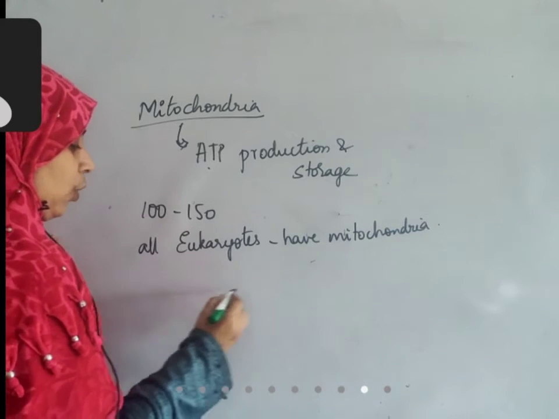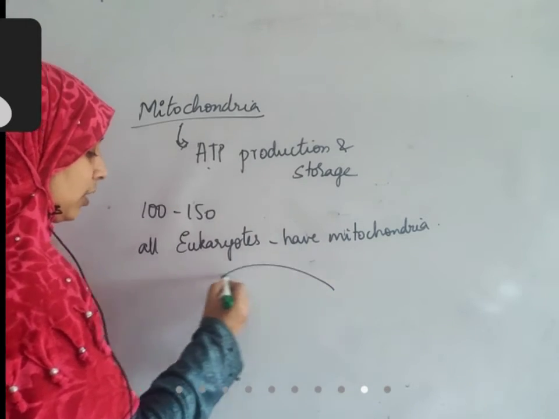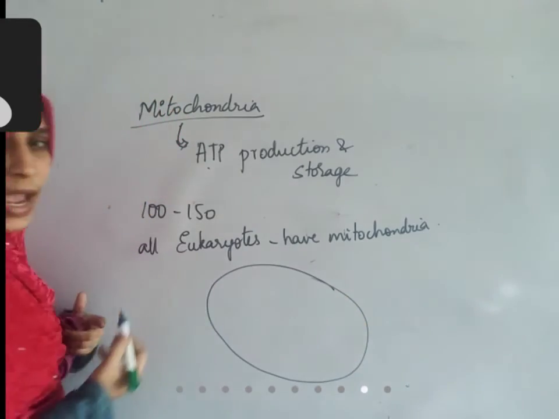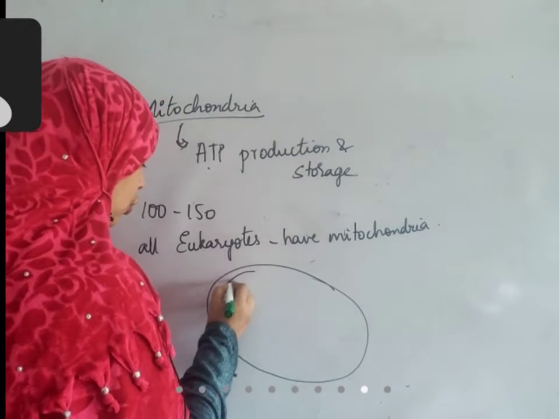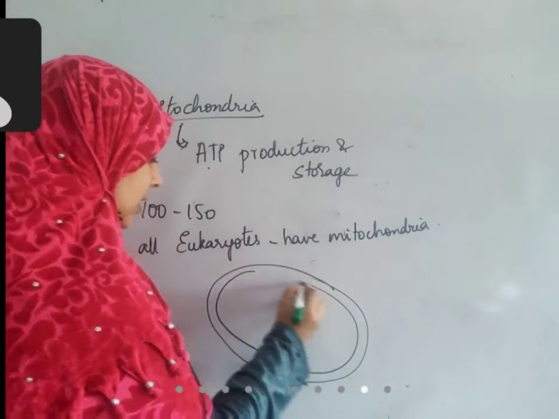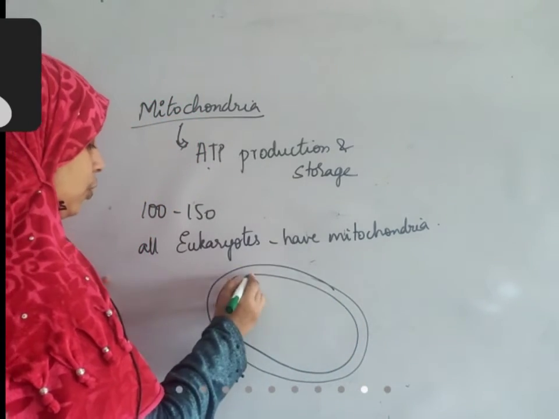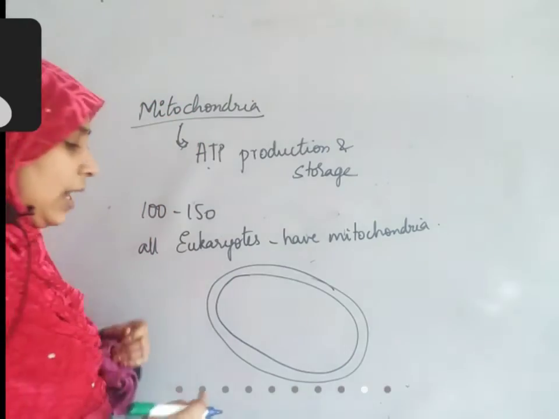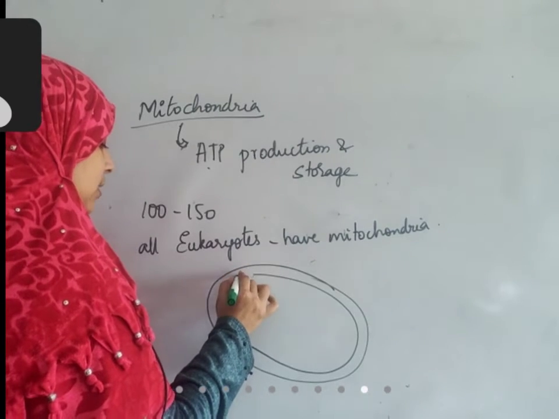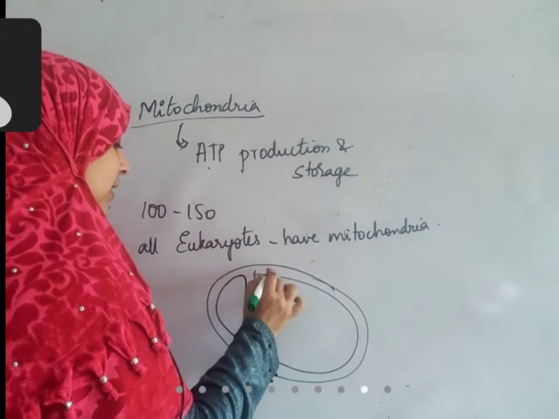What is the structure of this mitochondria? Mitochondria has two membranes like this. Two membranes are present, and the inner membrane has folds inside like this.